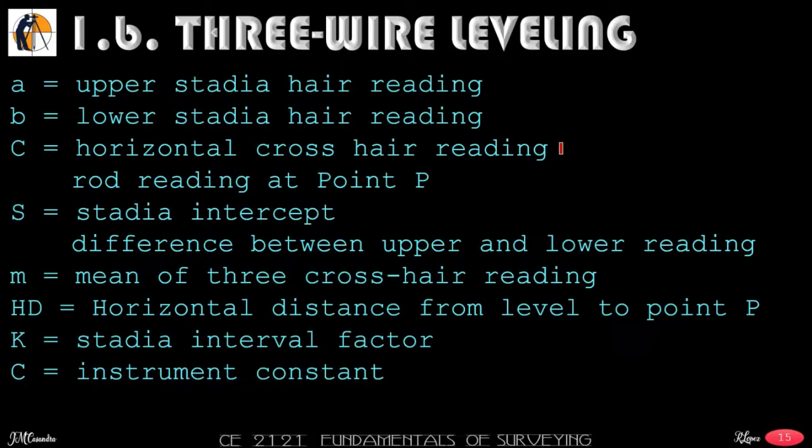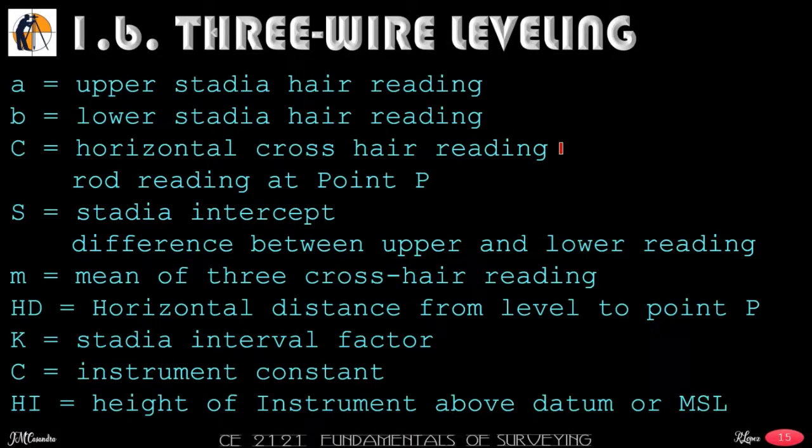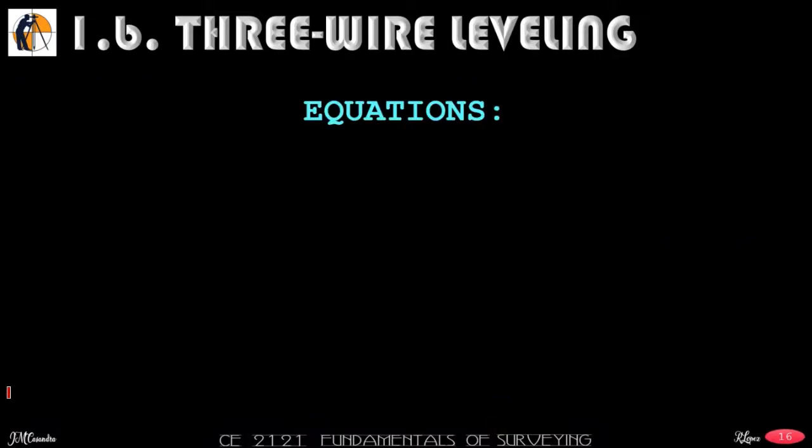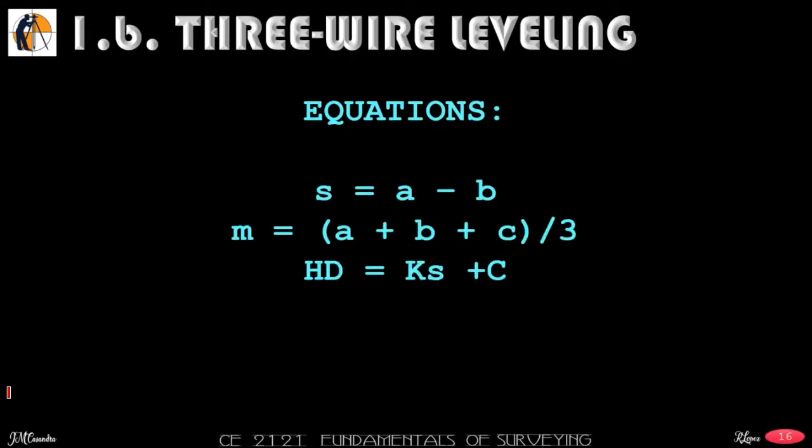And C is your instrument constant. So HI is your height of instrument above or below the datum or mean sea level. Equations for three-wire leveling would include the equation for your stadia intercept, your mean, your horizontal distance, which is equal to the product of the stadia interval and your stadia intercept plus your instrument constant, and the elevation of P is equal to the height of instrument minus the mean value of your readings.